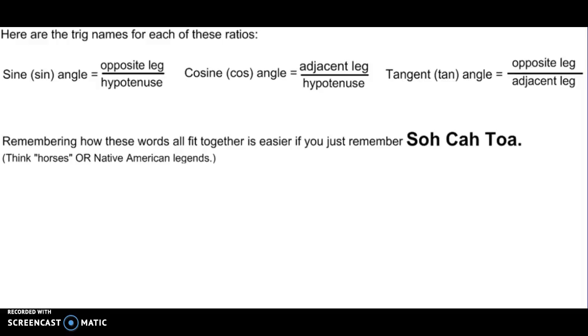Okay, so those ratios that we just did, the opposite leg over hypotenuse, the adjacent leg over hypotenuse, and the opposite leg over the adjacent leg actually have names, and this is where our trigonometry comes into place. The opposite leg over hypotenuse is our sine. Our adjacent leg over hypotenuse is cosine, and opposite leg over adjacent leg is tangent.